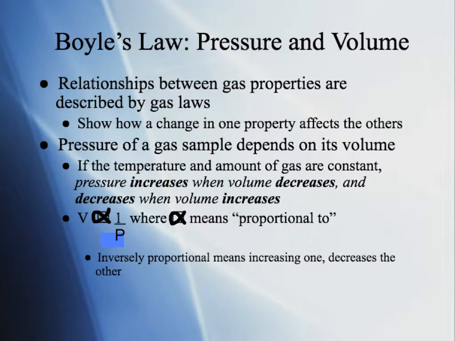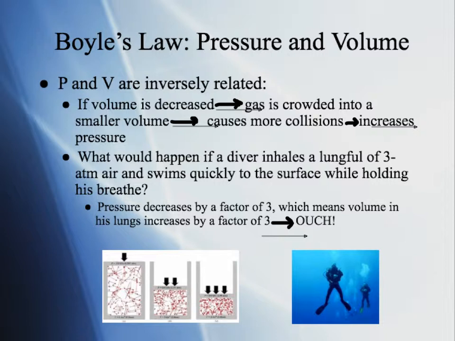So this little alpha fishy thing is a symbol that means proportional to. Okay, so volume is proportional to 1 over P. So it means that pressure and volume are inversely related. So increasing one of them is going to decrease the other. So if we increase pressure, we decrease volume. Or if we increase volume, we decrease pressure. Okay, so let's take a look a little deeper at this gas law.